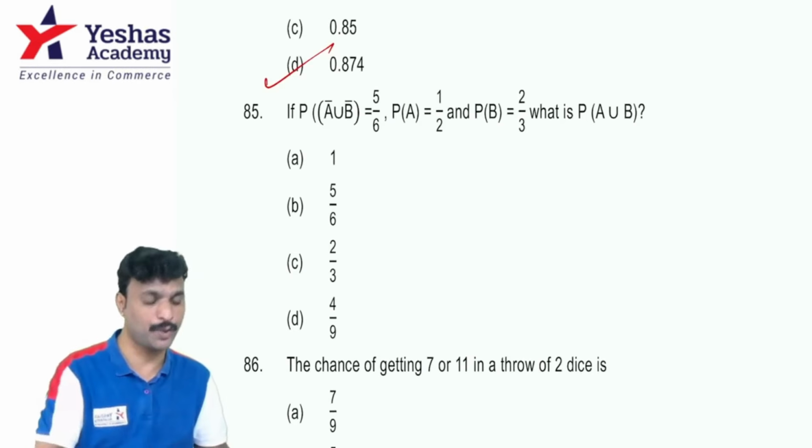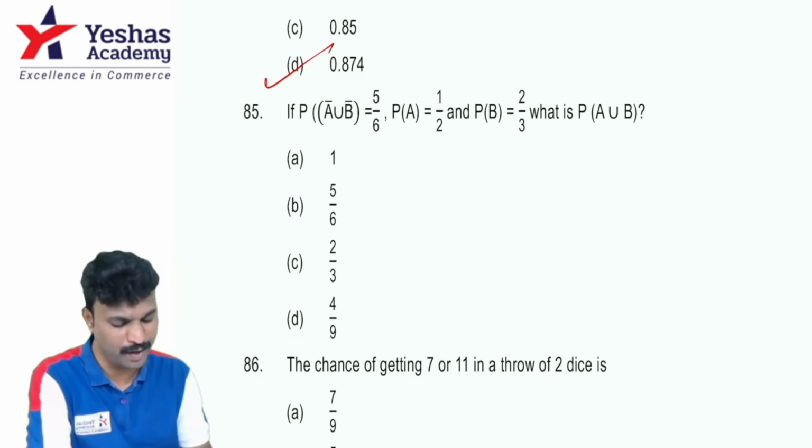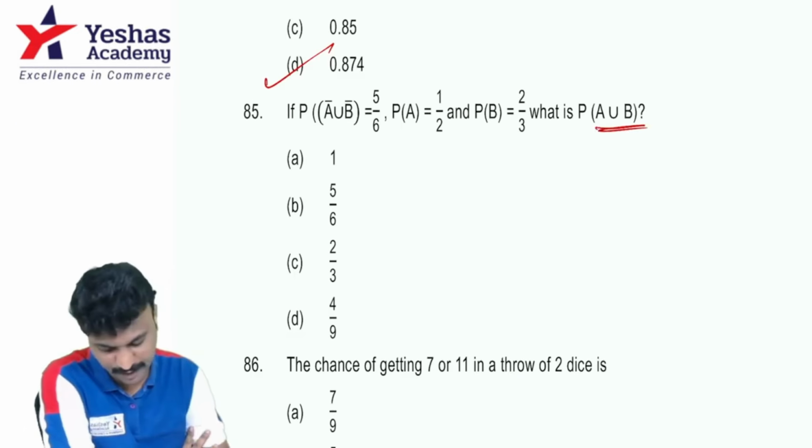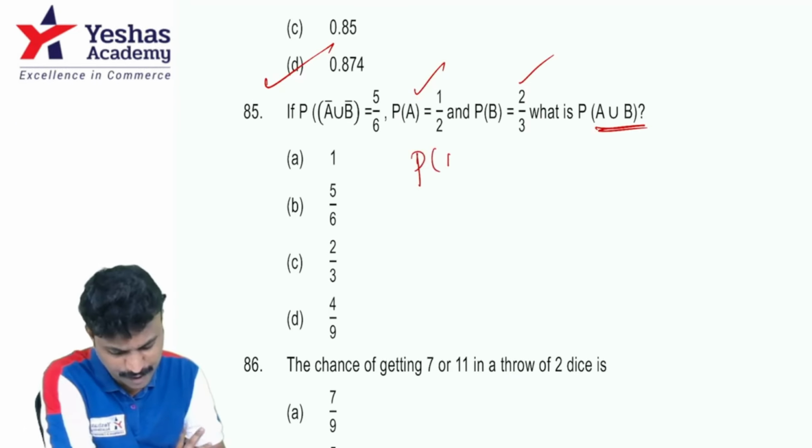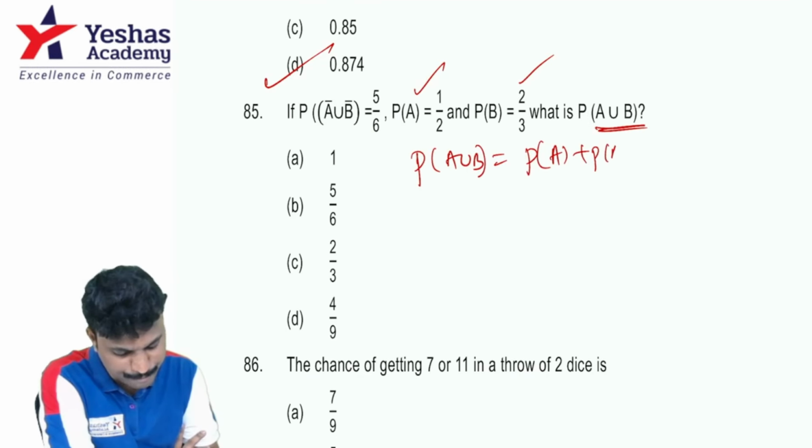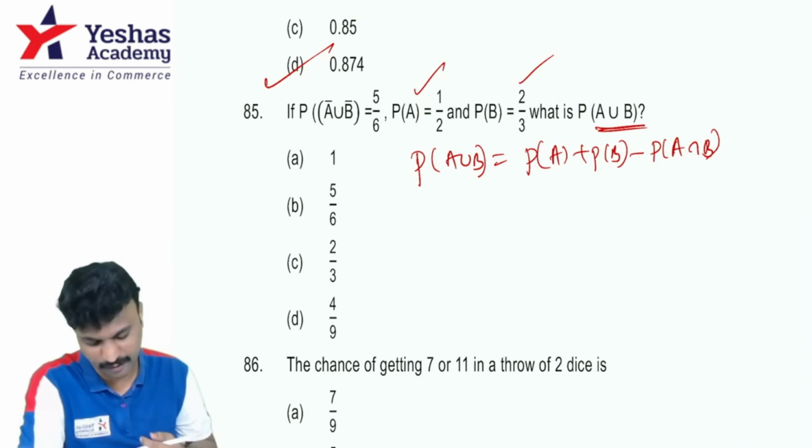Guys, moving on to the next question. They're asking us to find P of A union B. They have given P of A, P of B. Guys, what is P of A union B? It is P of A plus P of B minus P of A intersection B. How do I find P of A intersection B?